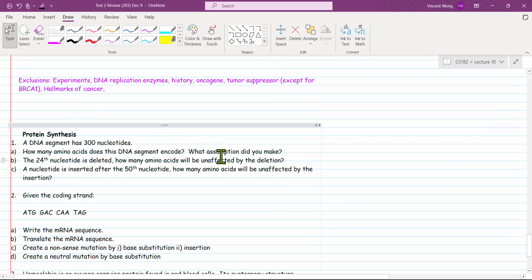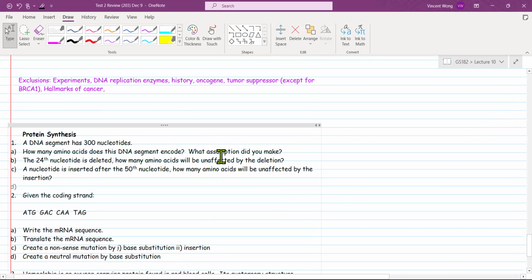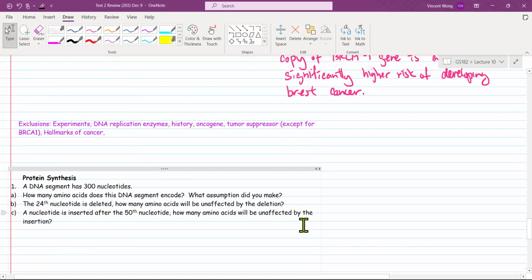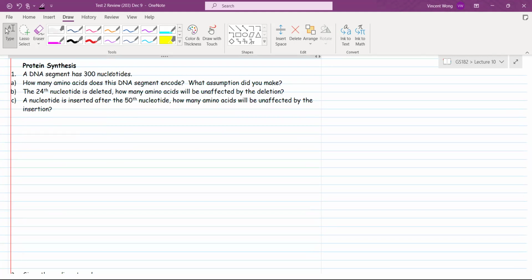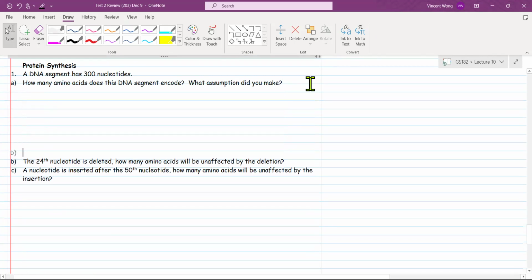A DNA segment has 300 nucleotides. A, how many amino acids does this DNA segment encode? What assumption did you make? Okay, so we know 3 nucleotides code for 1 amino acid. So if you have 300 nucleotides, that's 300 divided by 3, which is 100 amino acids.